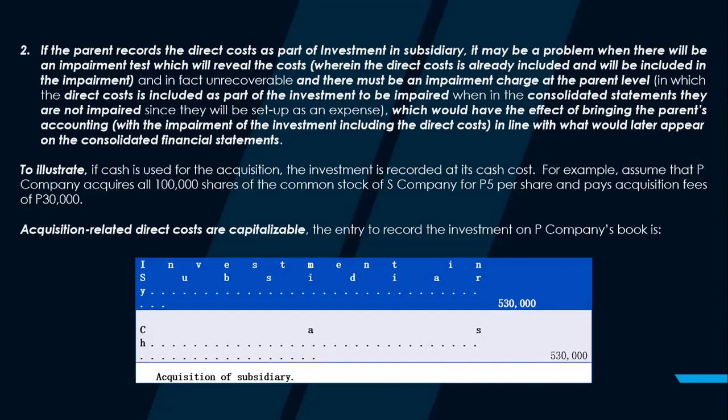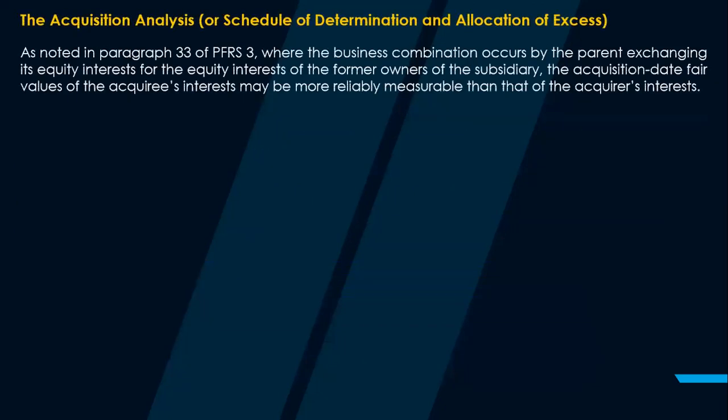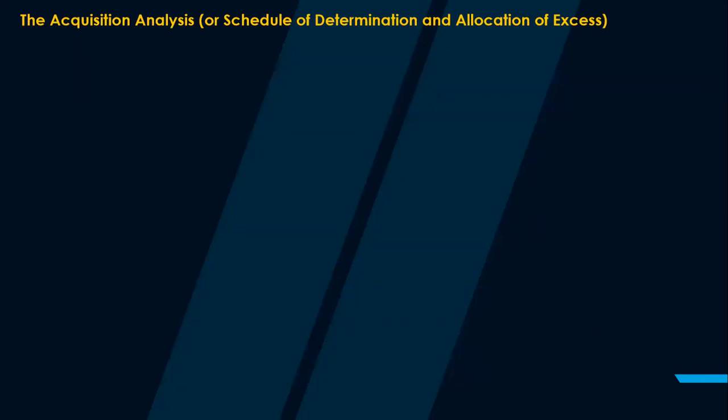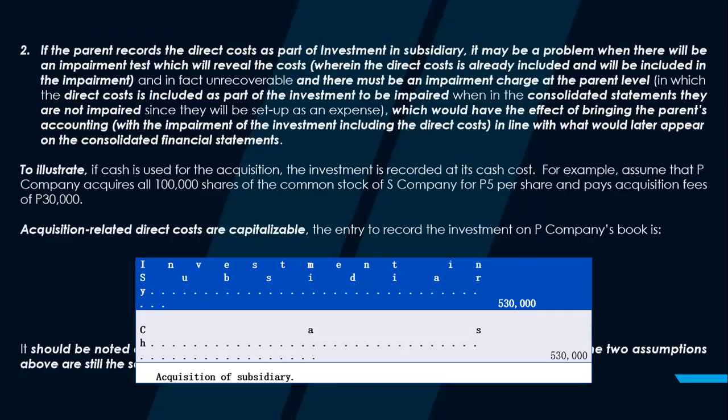The entry to record the investment on P company's books will be to debit investment and credit cash. Now, as noted in paragraph 33 of PFRS 3, where the business combination occurs by the parent exchanging its equity interest for the equity interest of the former owners, the acquisition date fair value of the acquirer's interest may be more reliably measurable than that of the acquiree's interest. Okay, so here it should be noted.